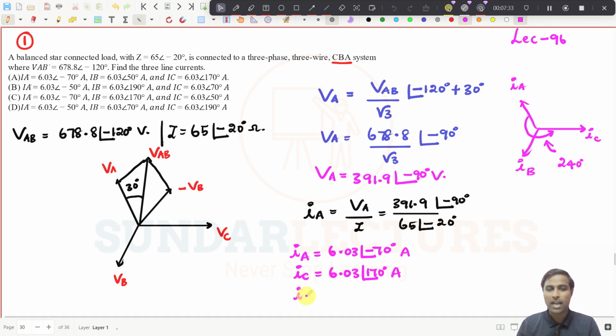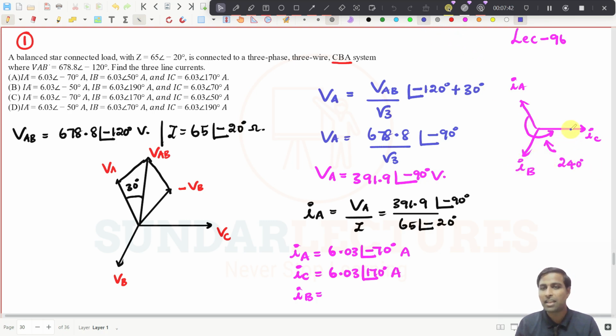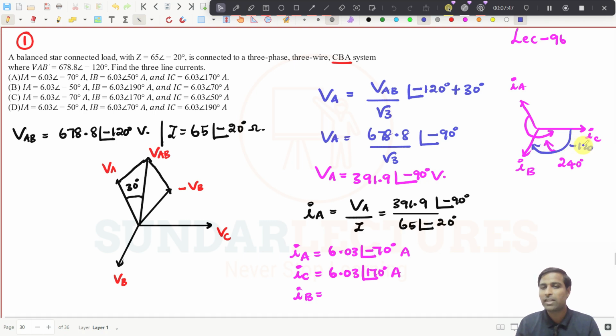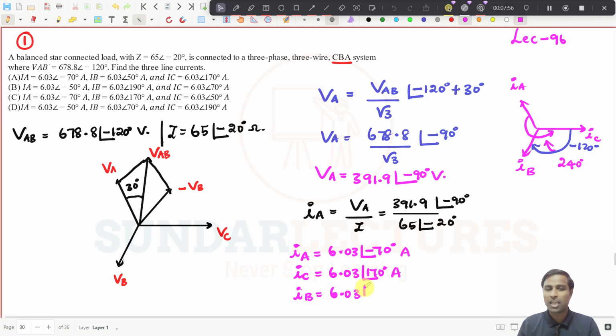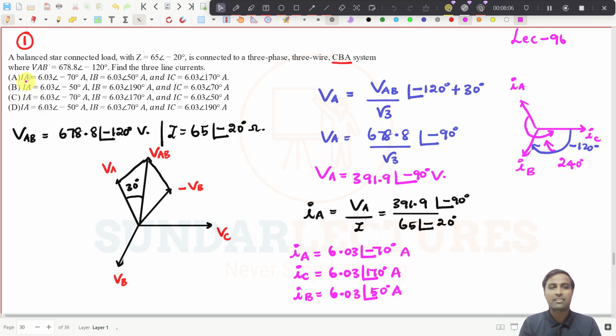So next one, IB. That is also very simple. You know IC now, right? If you want to find the value of IB, then the angle, if I go in this way, is minus 120 degree. From here to here, it will be minus 120. So what will I get here? Simply, I can write it as 6.03. From minus 170 plus 170 minus 120, it will be 50 degree. That's all.